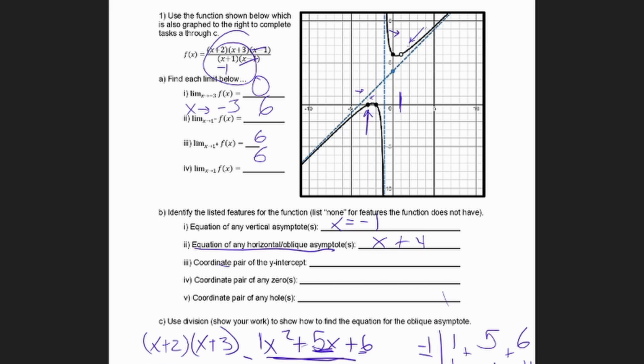Okay, so the next one is really easy, the coordinate pair of the y-intercept. That is right here, and that would be 0, 6. And then it's the coordinate pair of any zeros. That's wherever y equals 0, and so that's these 2 points here. X equals -3, y equals 0, and -2, 0.